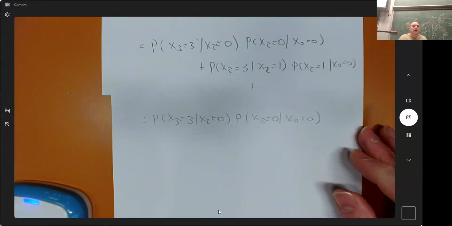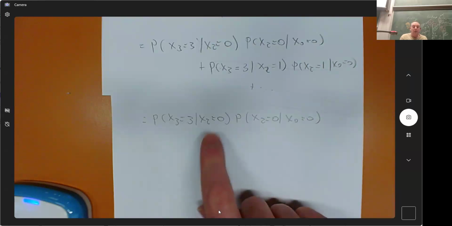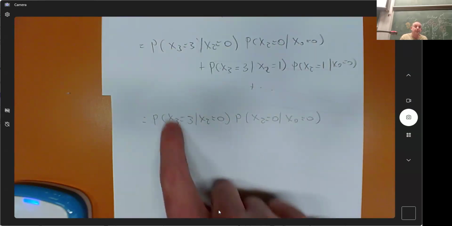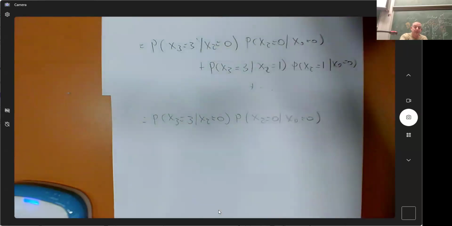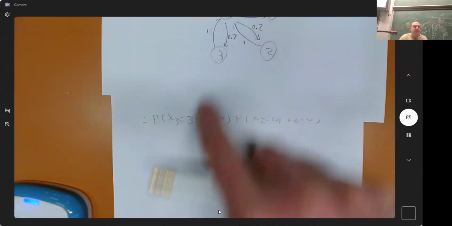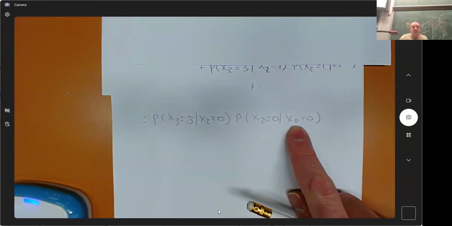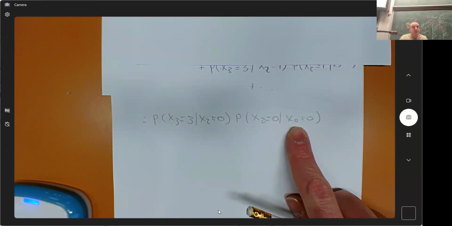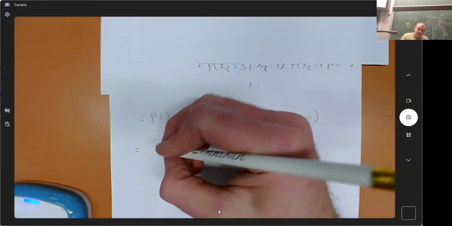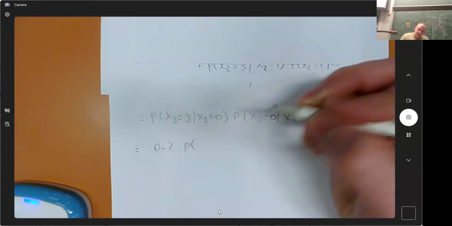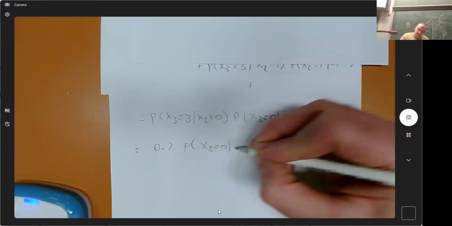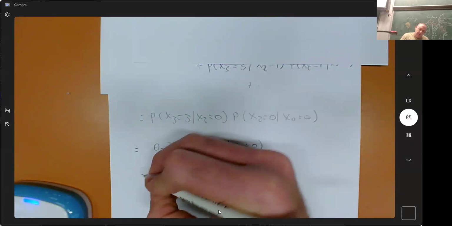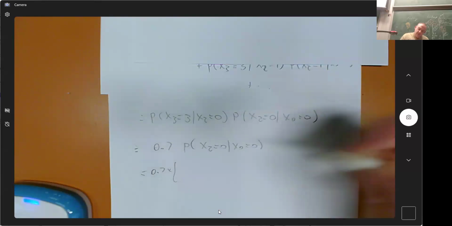Like that. And I know what this is. This is 0.7. So that's here from 0 to 3. And this one's going to have to be split up into its 3 pieces as well. So I'm going to have 0.7. That would be 0.7 times.